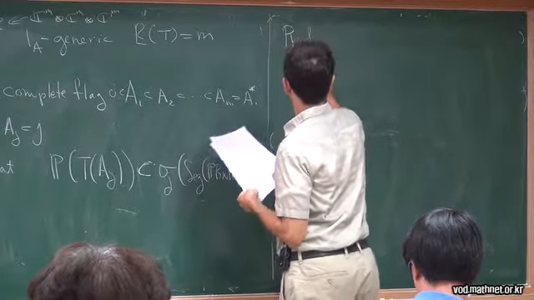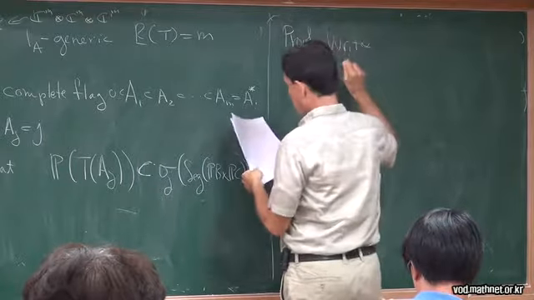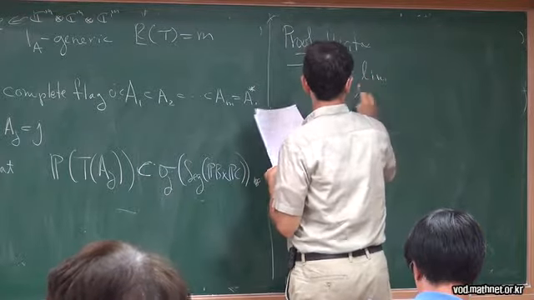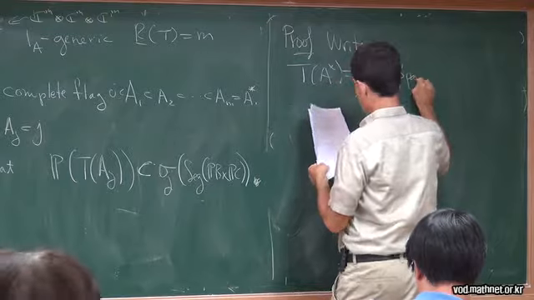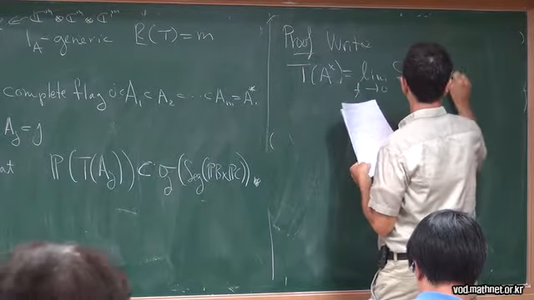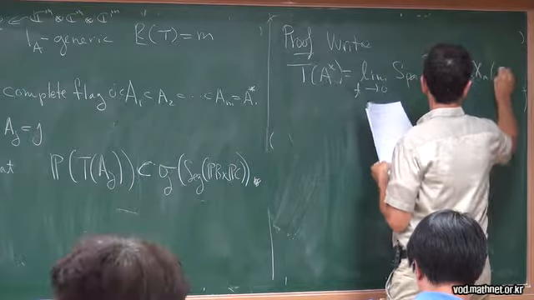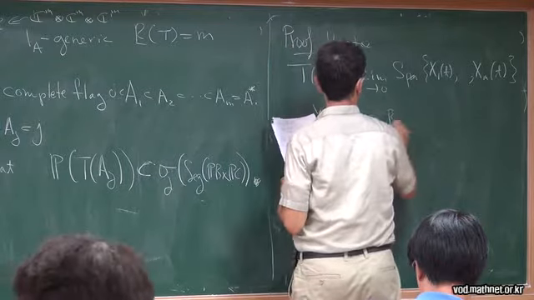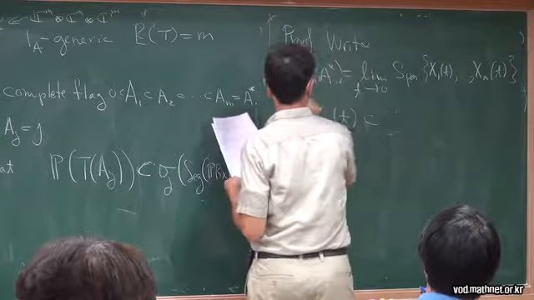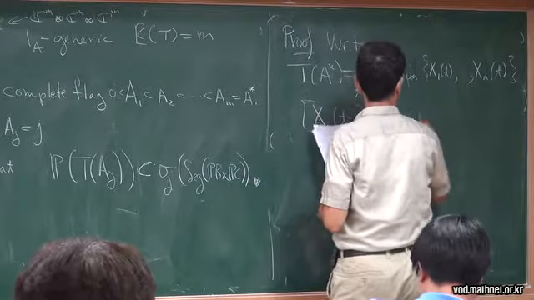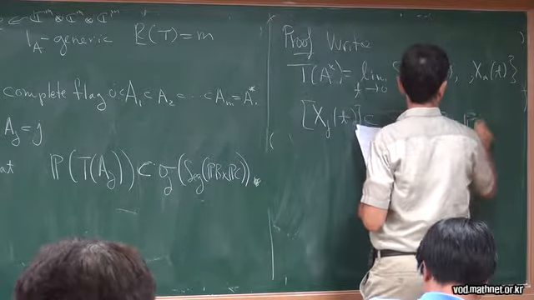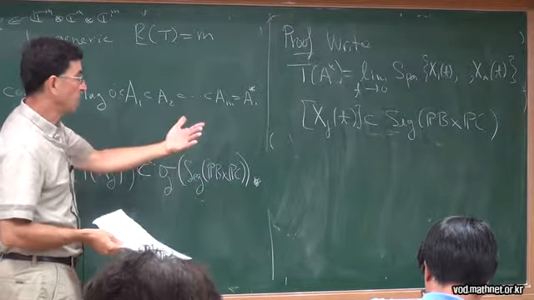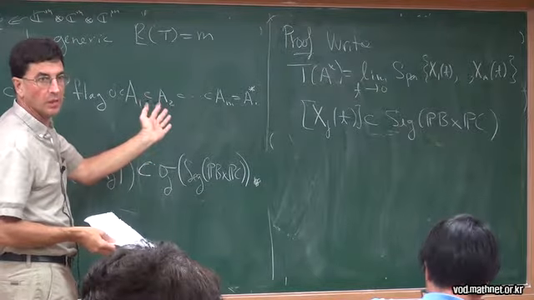Proof. Write T of A star as the limit as t goes to 0 of the span of some x_1(t) up to some x_m(t), where each x_j(t) is some curve, well, let's say it this way, in the Segre, PB cross PC, because the plane is spanned by m rank 1 matrices for all t not equal to 0.